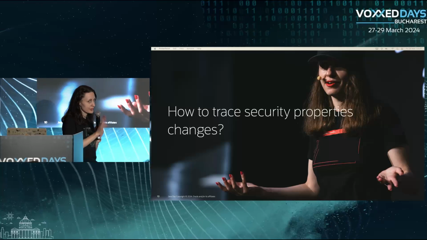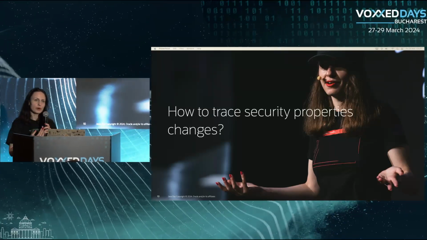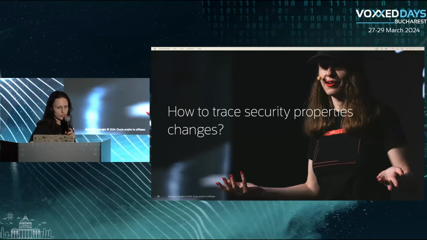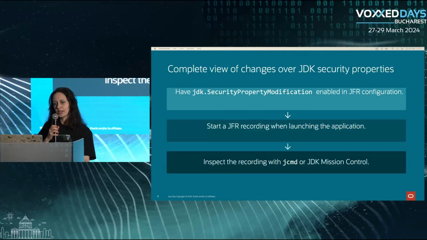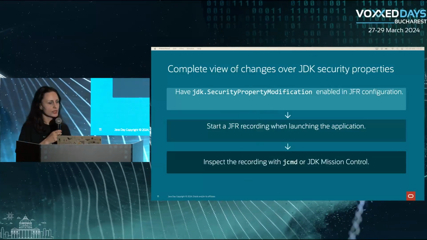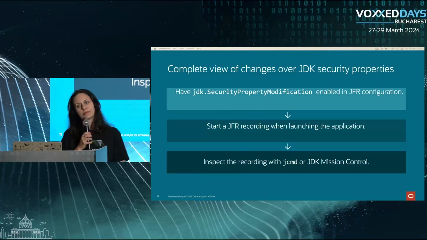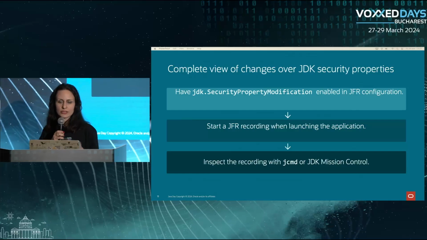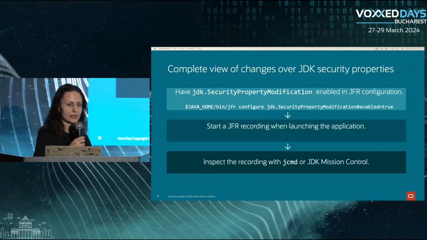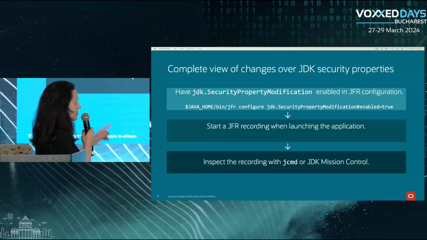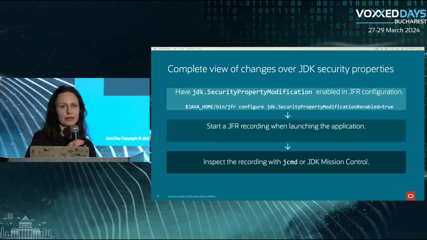But that's just the beginning. Things can change. So if things change, what do we use? If things change, we can get a complete view of the changes in the JDK security properties by using the second event that was related to these ones, the security property modification. Now, since this one is not enabled by default in the profiles, you need to do that. And you can do that by using the JFR configure command, and there you have the exact command on how you can enable it.